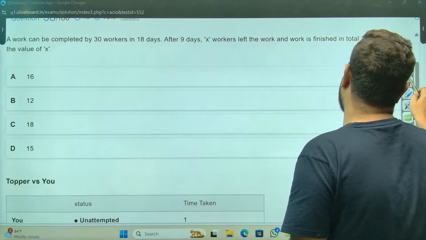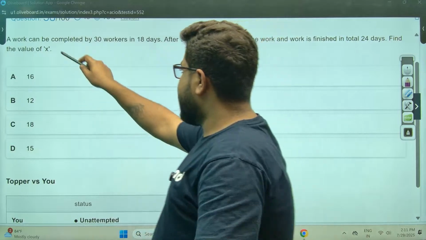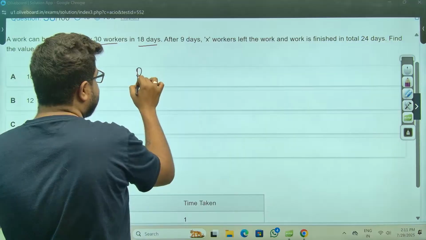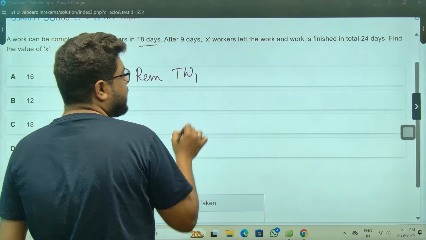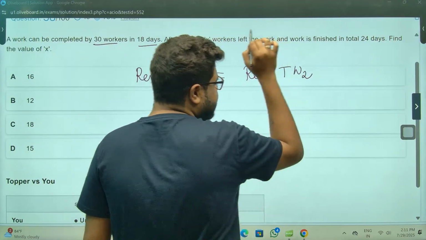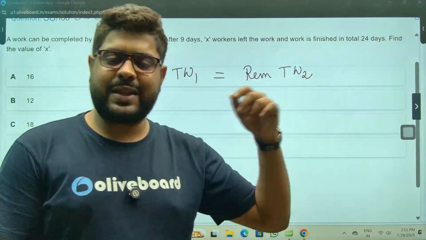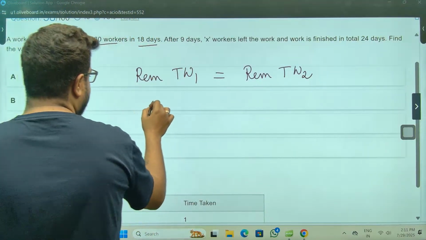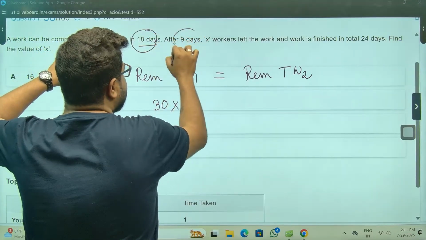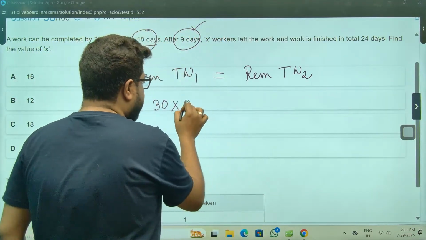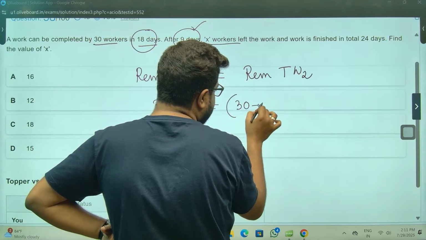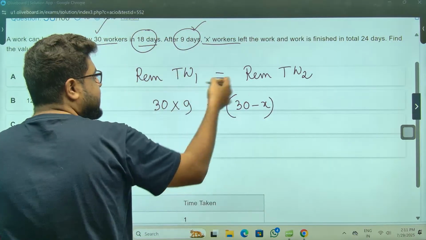Okay, come on, it's a basic time and work question, sir. Very basic question. A work can be done by 30 workers in 18 days. I told you, in this case, remaining total work 1 equals remaining total work 2. You need to make the equation like this. 30 workers, everybody does 1 unit a day. Out of 18 days, 9 days of work is done. So the remaining work of 9 days is equal to X workers left. How many are working now? 30 minus X, because 30 workers were there and X left.